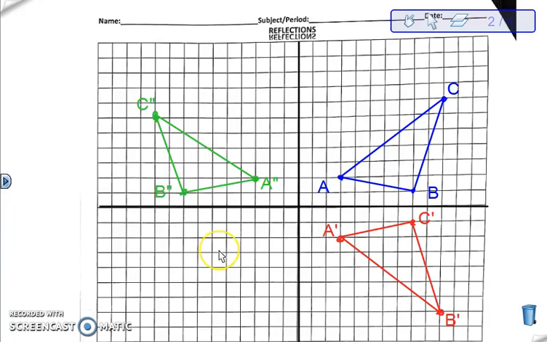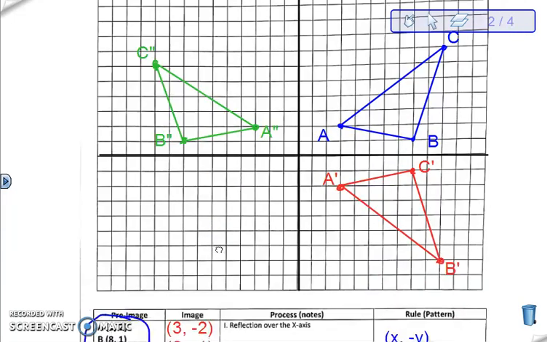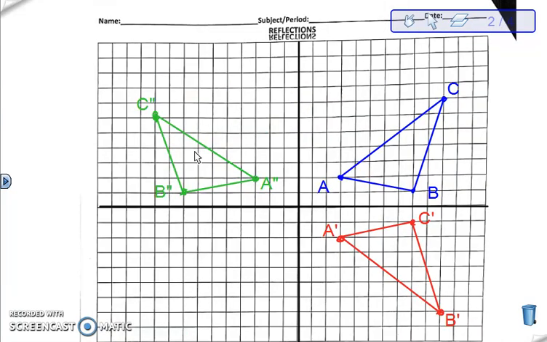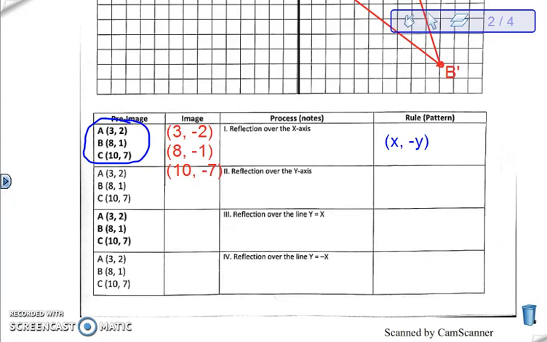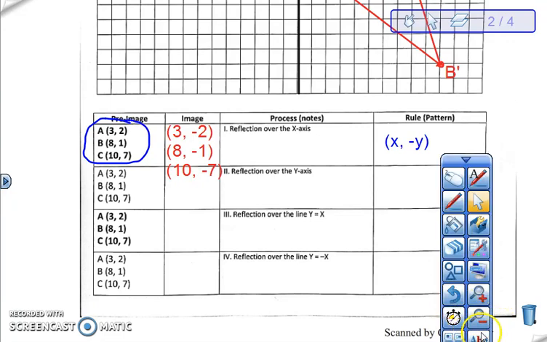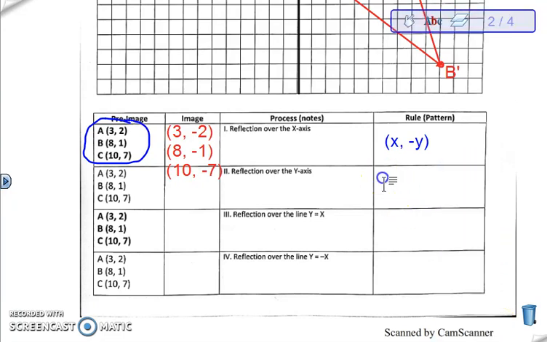Alright, so there is our triangle. We look at the new points, right? The y's are all the same. This time it's the x's that flipped around. So this is going to be negative x, comma y.